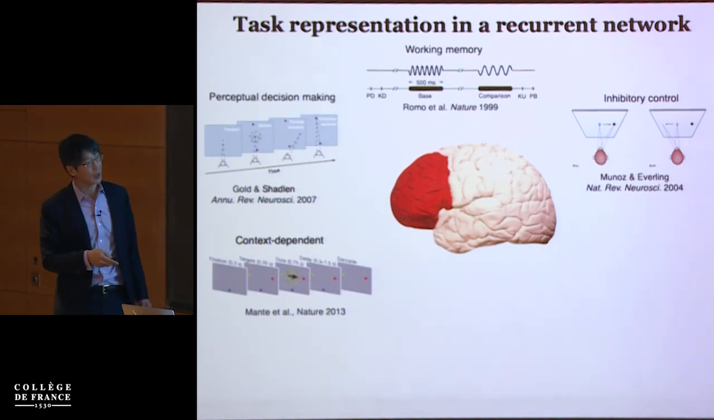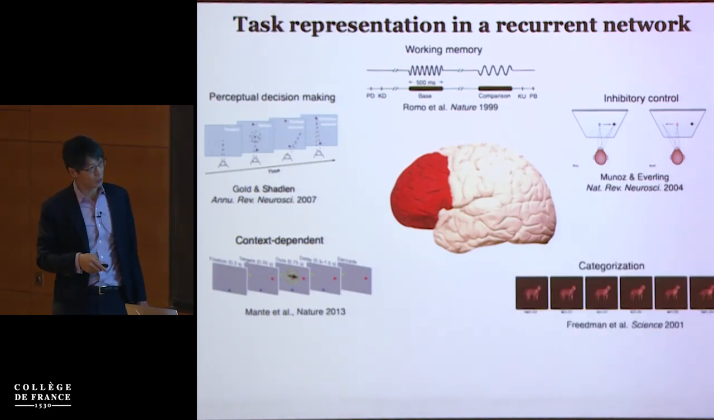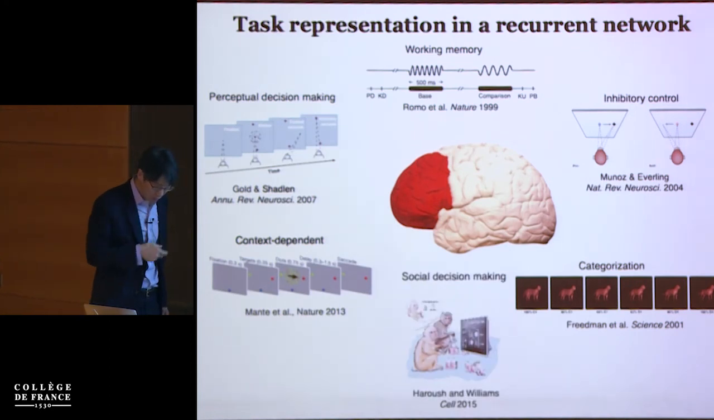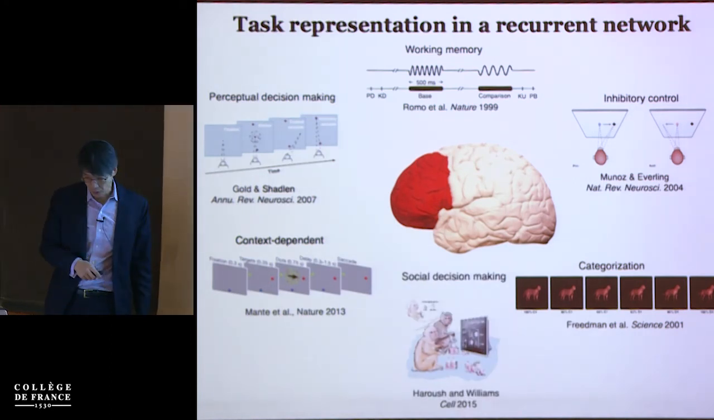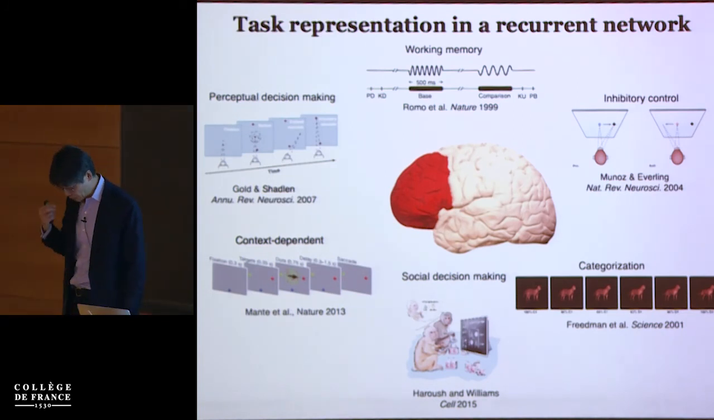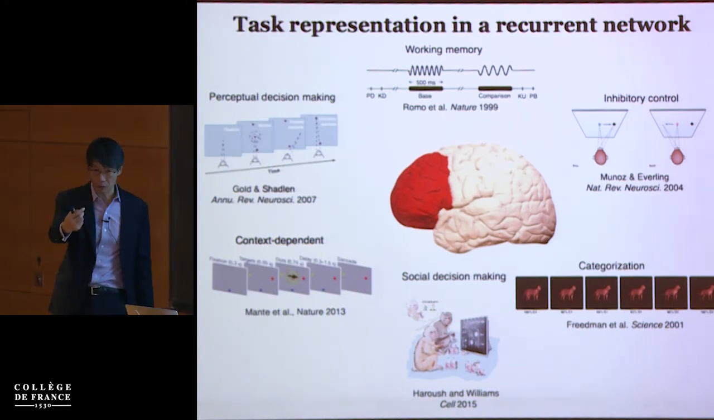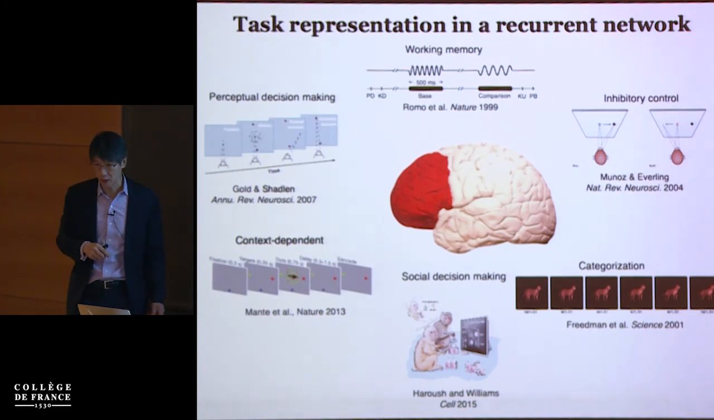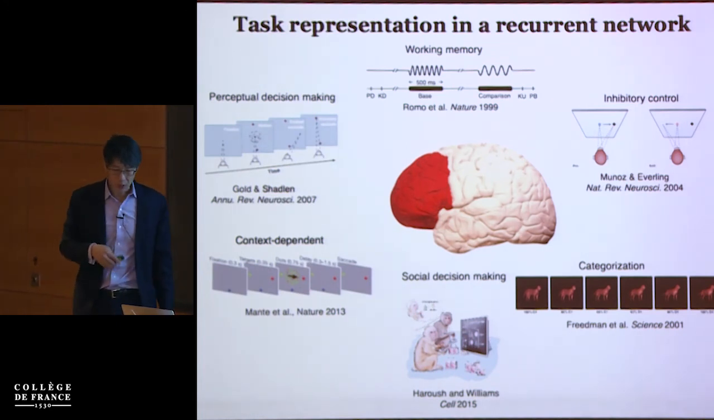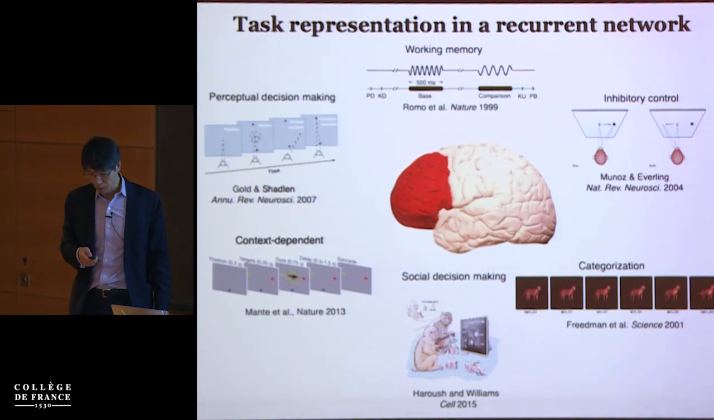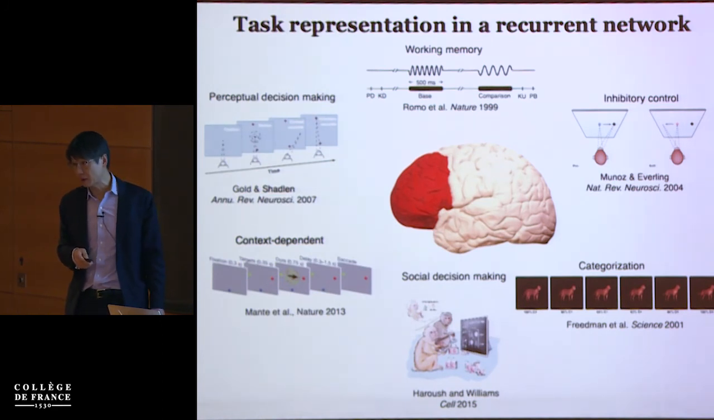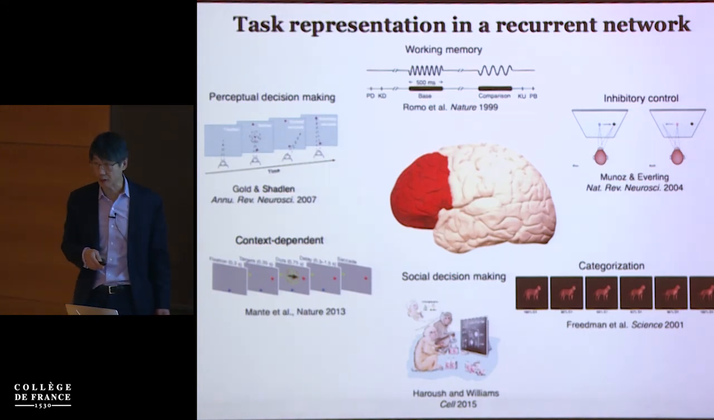That depends on the prefrontal cortex. Categorization I told you about, even social decision-making. There's a very interesting paper recently published showing that neurons in the prefrontal cortex also signal whether you should cooperate with your partner in the game or not. So can we design a model that can do many different tasks, that will start to explain representation of tasks rather than stimulus or even decision?